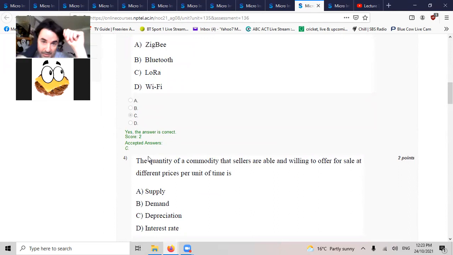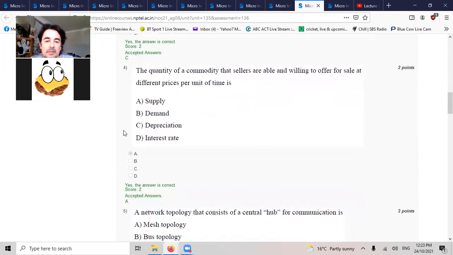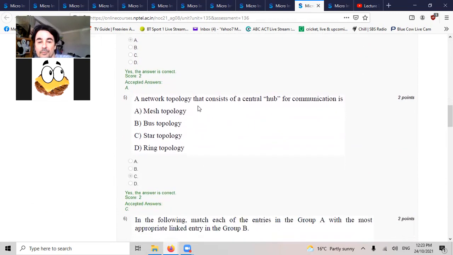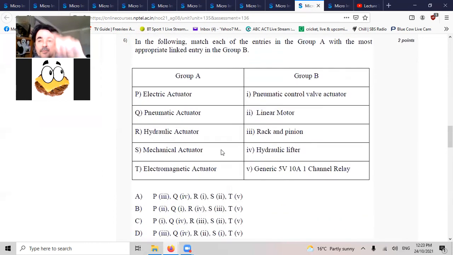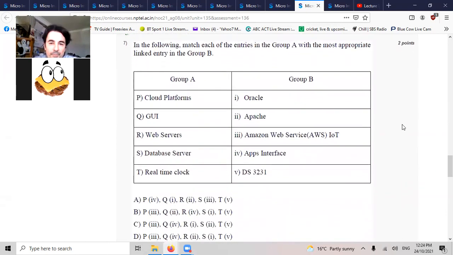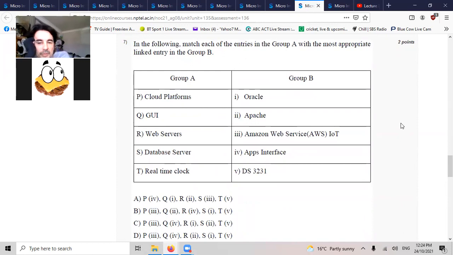The quantity of a commodity that sellers are able to willingly offer for sale at different prices per unit of time is supply. Network topology that consists of a central hub for communication is star topology. We go on electromagnetic rack of linear motor, electromagnet, electric actuator. Is linear motor P2? D? Brakes. This is good for you, techies, not for me.